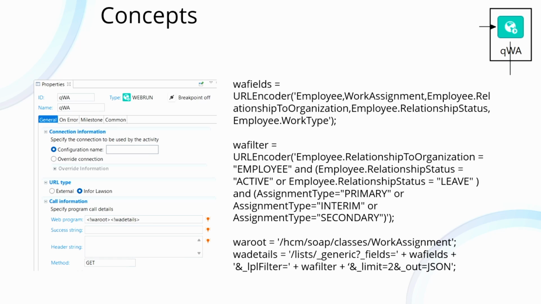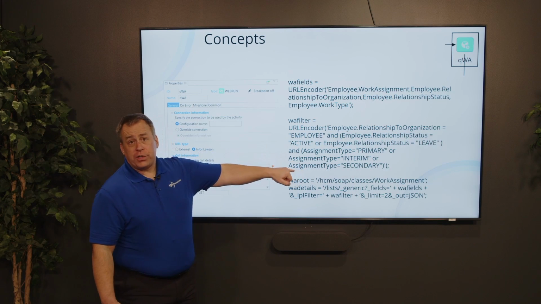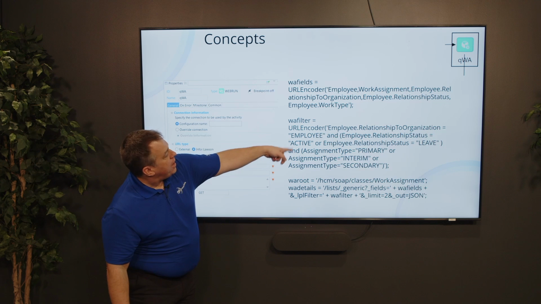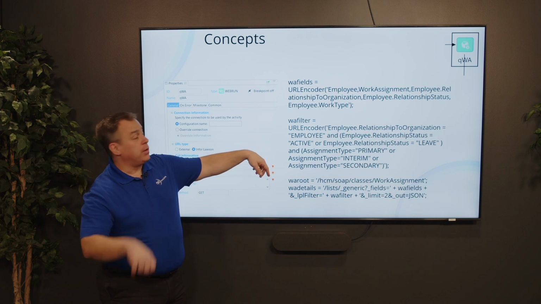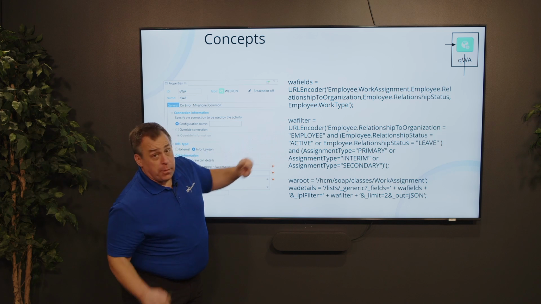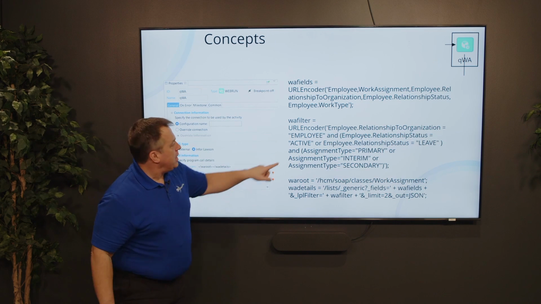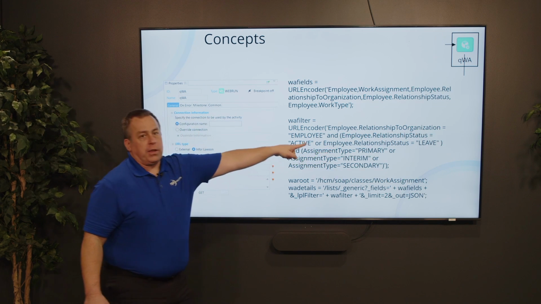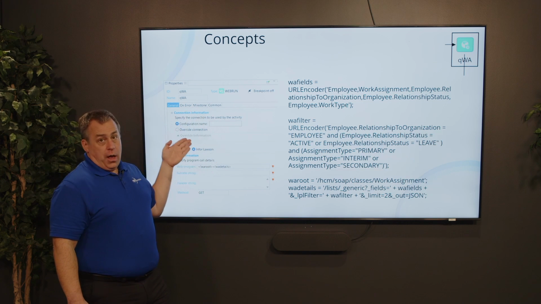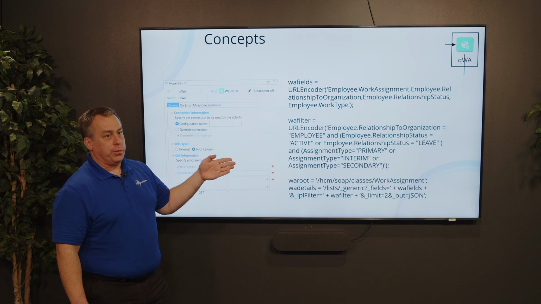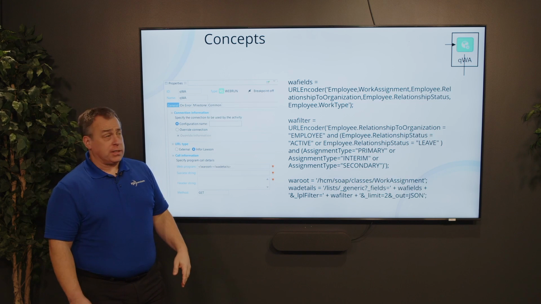I usually just put this whole section on the right over in an assign node in the beginning. So now I have my fields. If I need to update them for any of my web runs, I just go and change it in one place. Makes it easy. And then I build my filter just like I would with a DB export. But notice that I have related fields in here. I'm pulling employee.relationship status. I'm going up a level from work assignment to get to employee. You can do that with any business class.